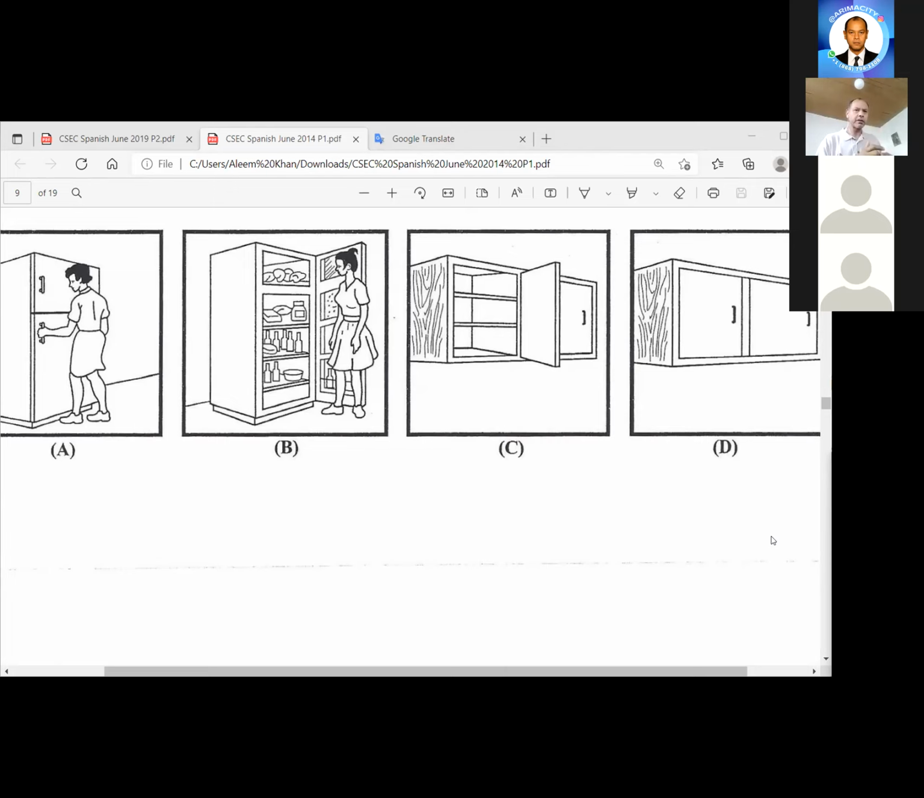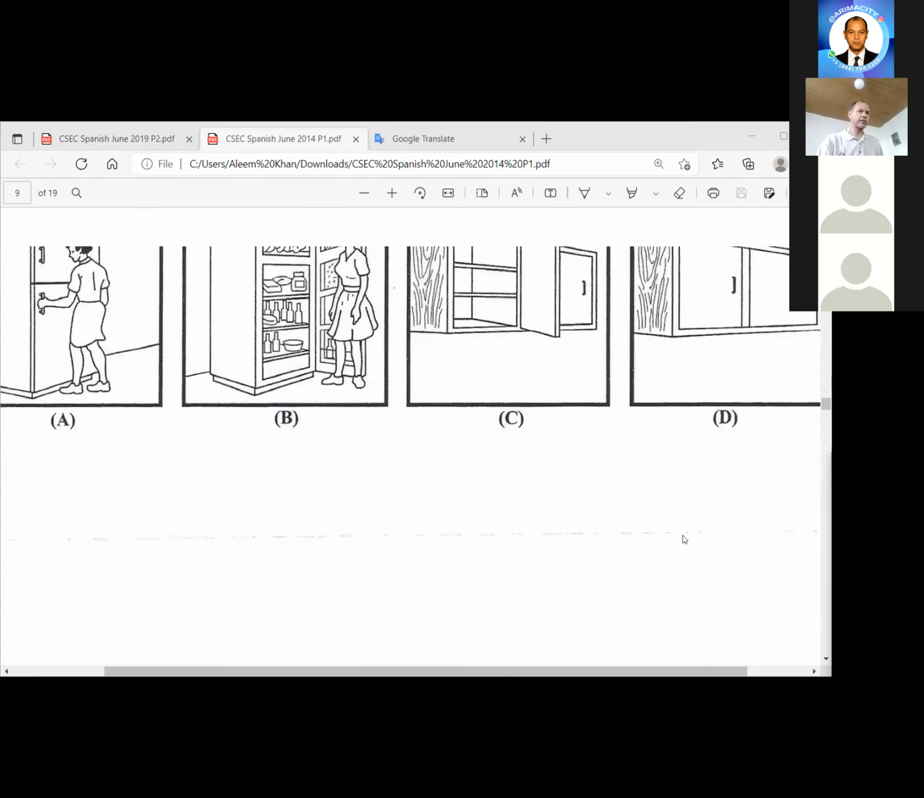Yarima Mendez, buenos días, bienvenida. If you want to try, let's try. You understand the exercise, Yarima? ¿Entiende el ejercicio? No mucho.